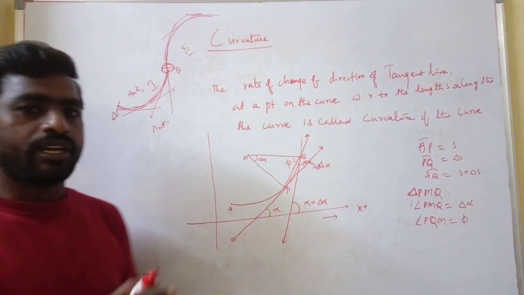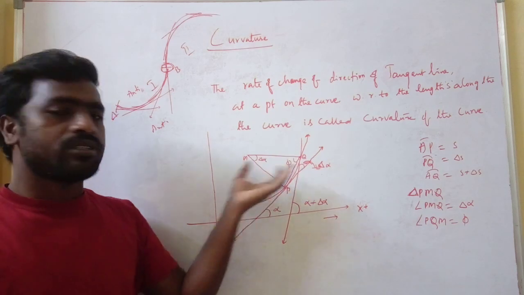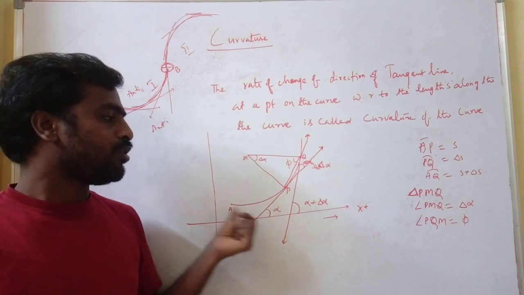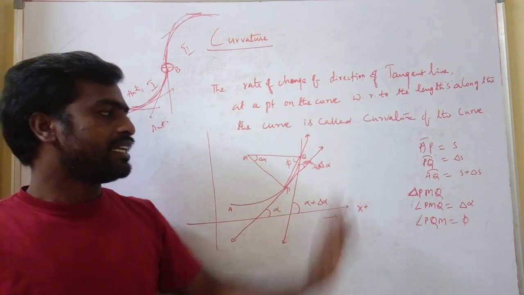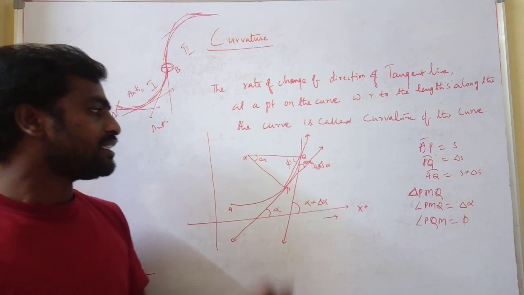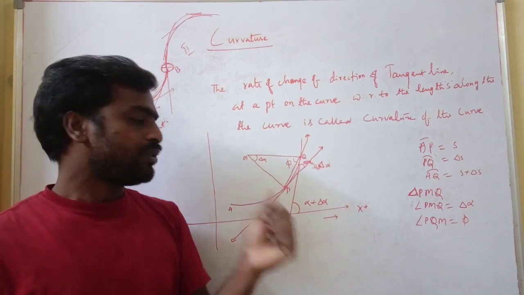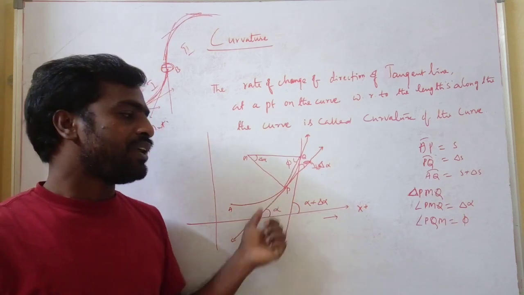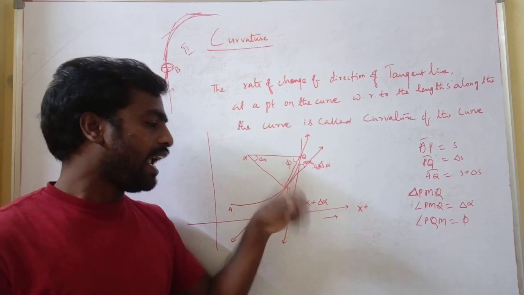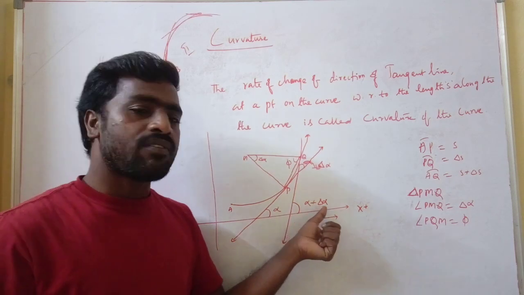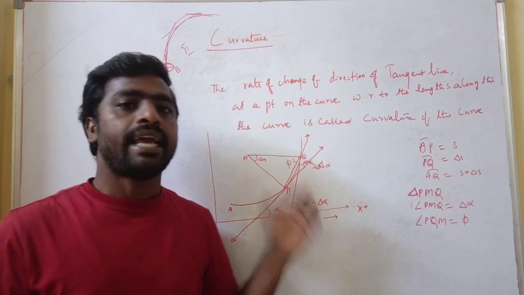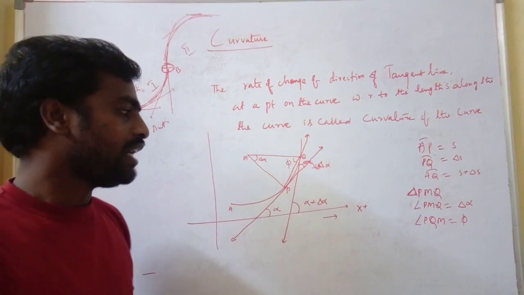Right. So I want to express some notations. The length of the curve from A to P and A to Q is S and S plus delta S. Delta alpha is the angle between the two tangent lines. Alpha is the angle between the tangent line at point P and the positive direction of the x-axis, and alpha plus delta alpha is the angle between the tangent line at point Q and the positive direction of the x-axis. These are the notations. Okay, clear.